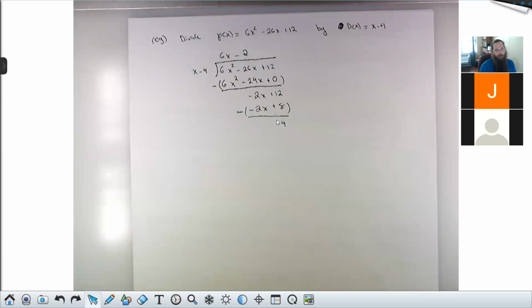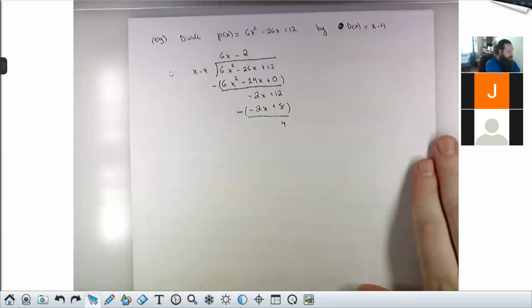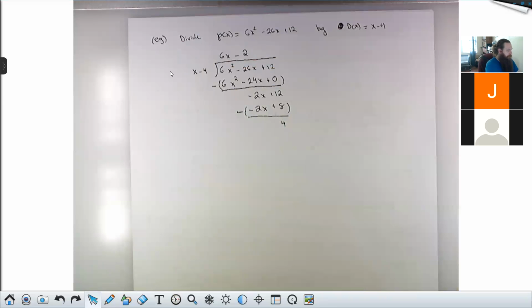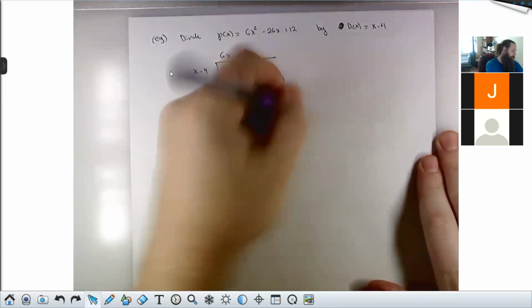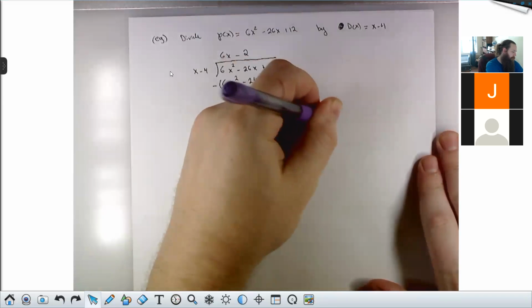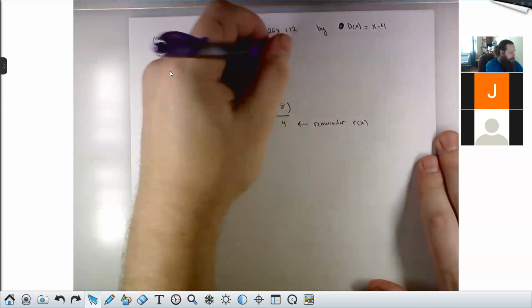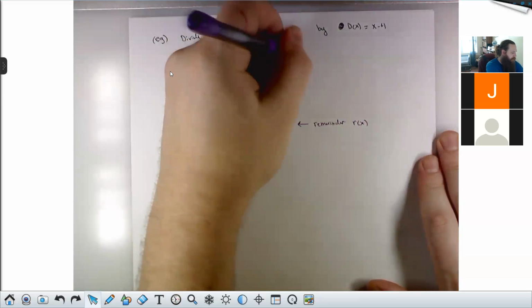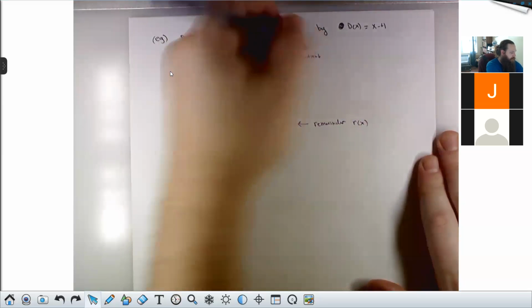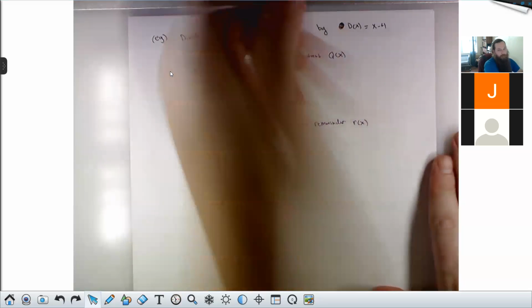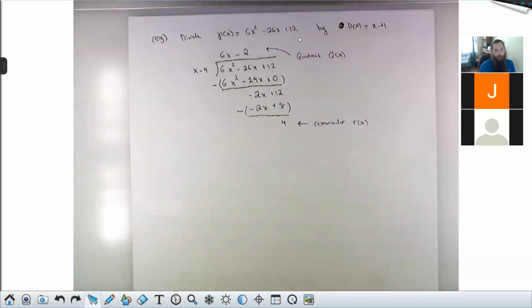Or if you want to think of it the other way, if you divide this by this, the result is not a polynomial. 4 over x is not a polynomial. So you're done. The piece down here is your remainder. The piece up here, that's your quotient. And remember, those are the two pieces we needed to find. You're given the polynomial P and the divisor D.